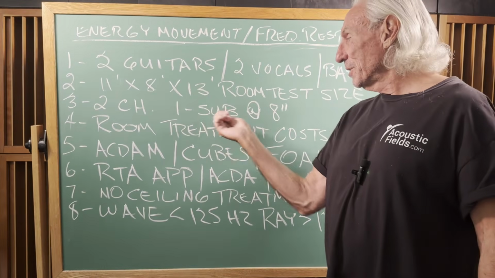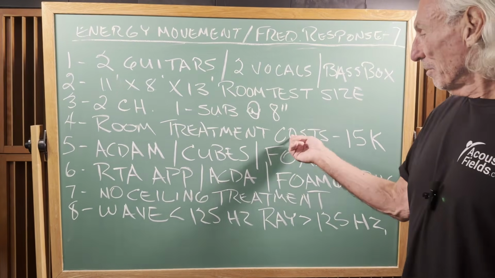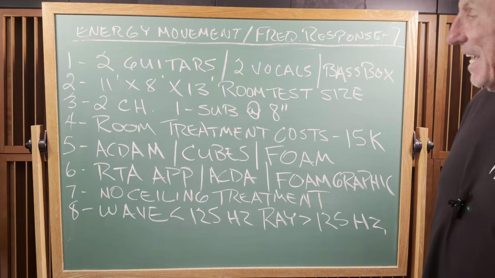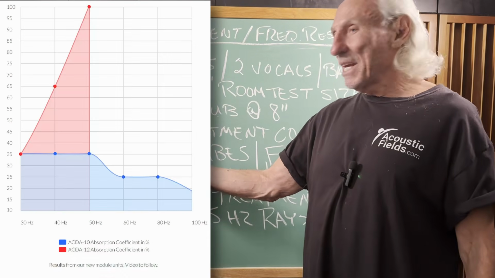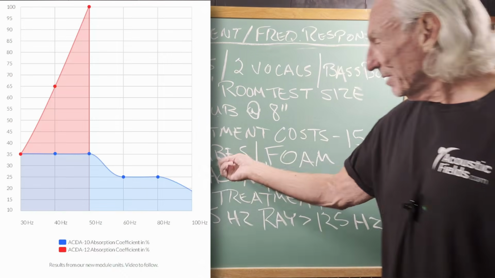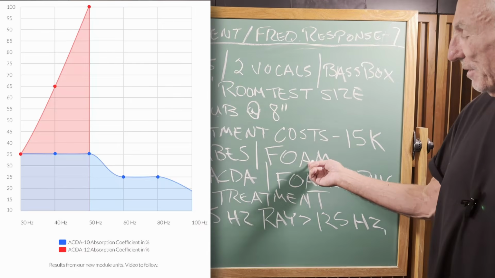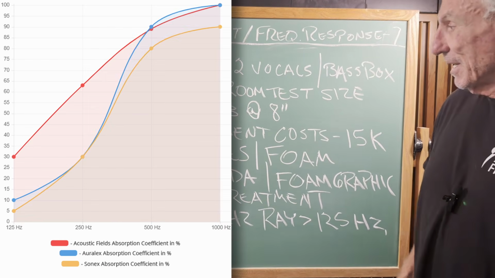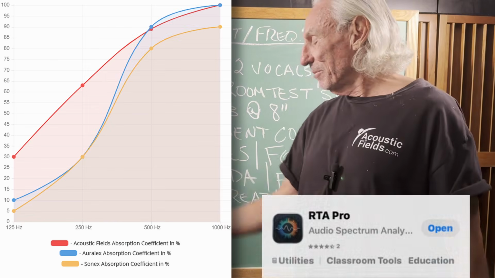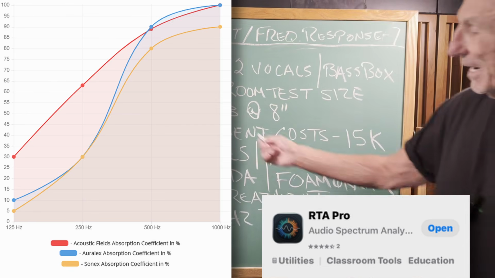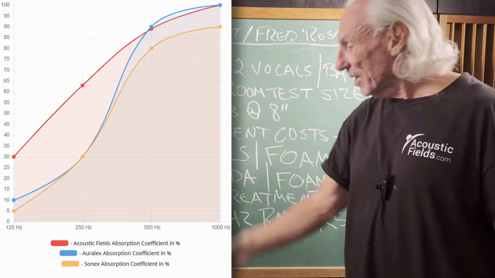It's a two-channel system, one sub at 8 inches. Room treatment costs about 15K. We use the ACDA. You can see the performance here. Cube's the same performance, a little bit better, and then our foam technology here. And then the RTA is the app that we use in it. So you can kind of see the performance that causes this.